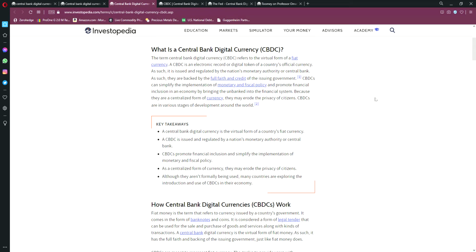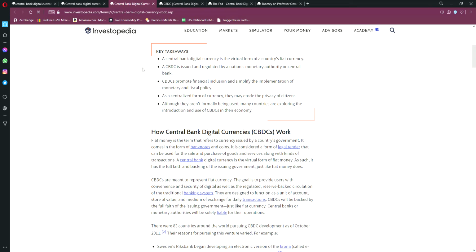CBDCs can simplify the implementation of monetary and fiscal policy and promote financial inclusion in an economy by bringing the unbanked into the financial system. Sorry about my reading on that last bit. Because they are a centralized form of currency, they may erode the privacy of citizens. CBDCs are in various stages of development around the world. Wow, that was a kind of menacing way to end that off.